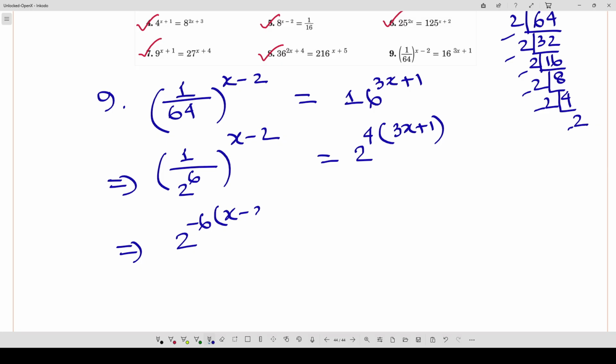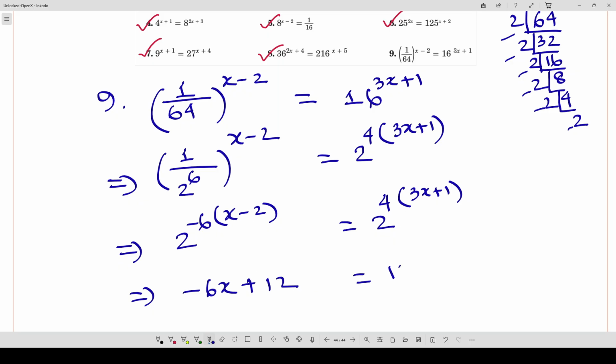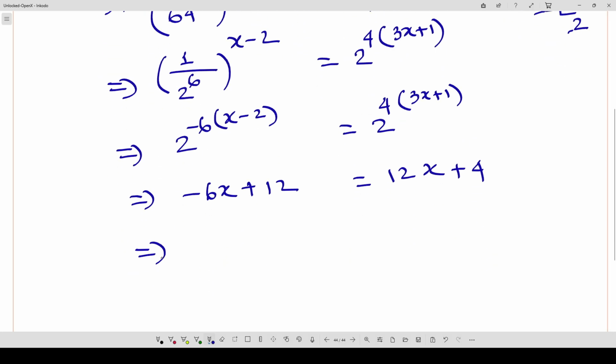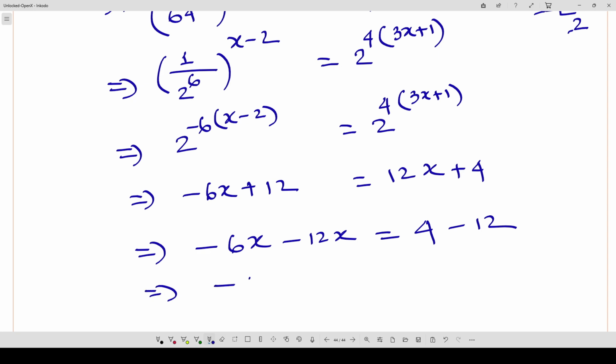And here is x minus 2 equals 2 to the power 4 times 3x plus 1. Now look, the bases are the same. So we can easily write minus 6x; minus and minus once you multiply will be plus, and here is 12. And here again 12x, and 4 times plus 1 means plus 4. Now minus 6x, and this 12x becomes minus 12x. Here is 4, and this plus 12 becomes minus 12. Now here is minus 18x, and here is minus 8.